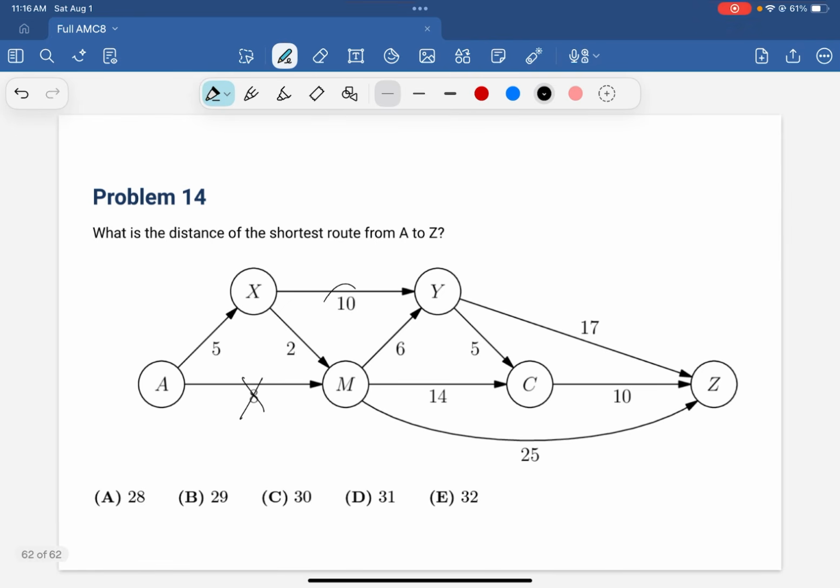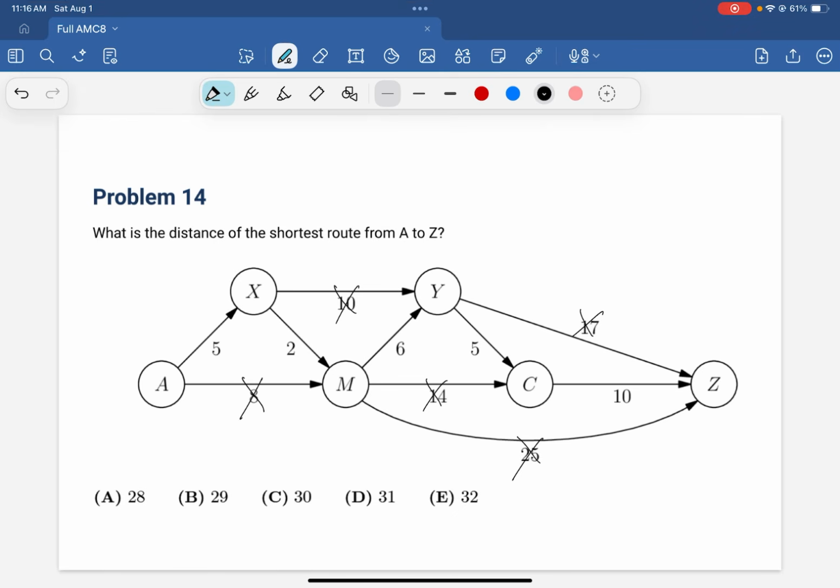And for this one, instead of going 10 from X to Y directly, we can go from X to M to Y to travel 8 miles instead of 10. So this can be ruled out. And similarly for 14, 6 plus 5 is less than 14, so we rule that out. For 17, 17 is greater than 5 plus 10, which is 15, so we can rule that out. And 25 is going to be less than 6 plus 5 plus 10, which is 21. So we can again rule that out.